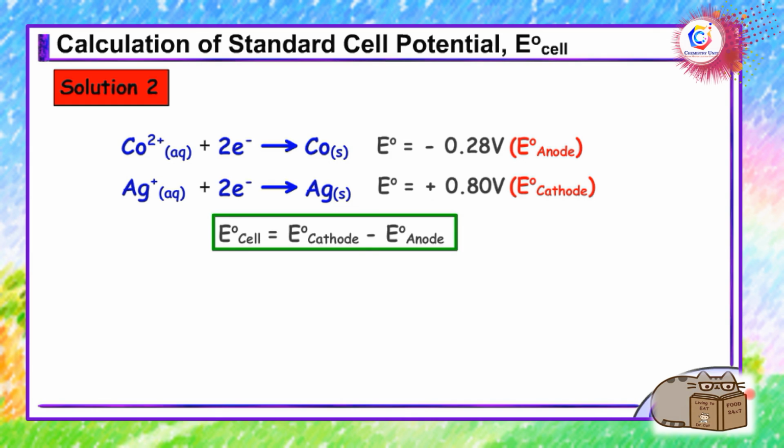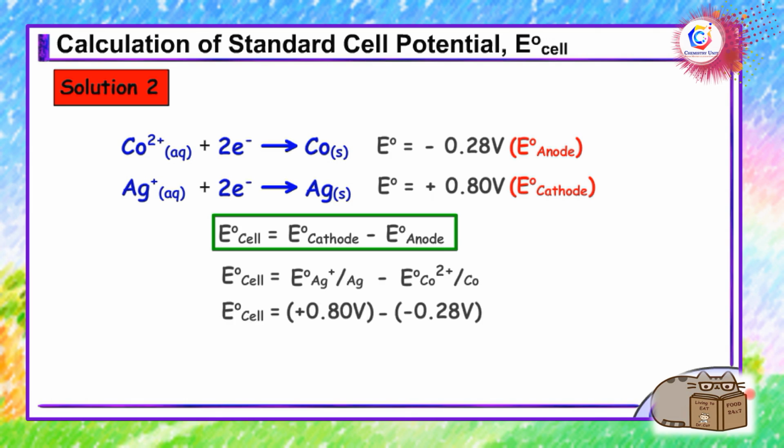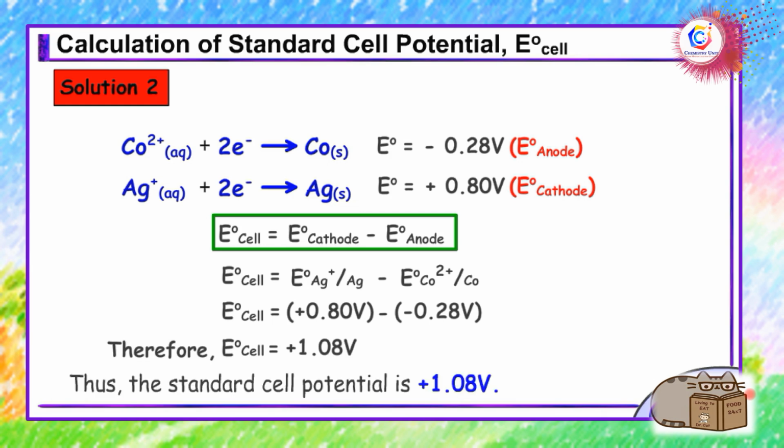The first method is by using the formula E0 cell equals E0 cathode minus E0 anode. Since E0 cathode and E0 anode are denoted as the standard reduction potential, you can directly substitute all the values. Therefore, the standard cell potential is positive 1.08 volts.